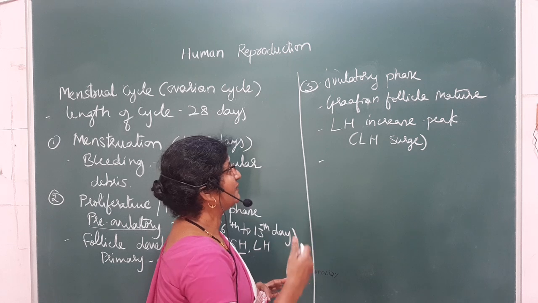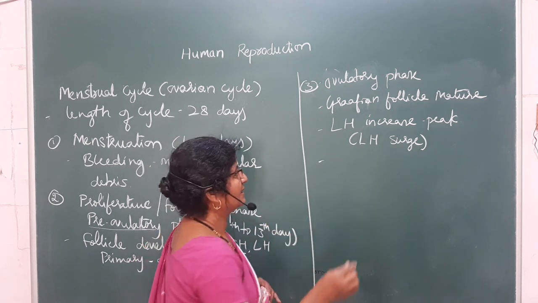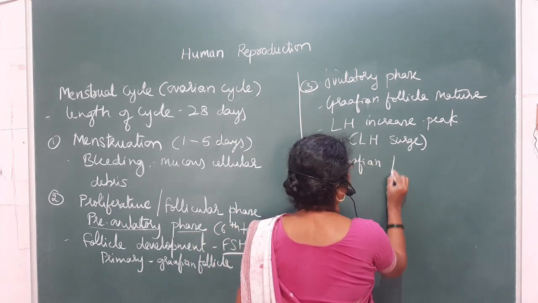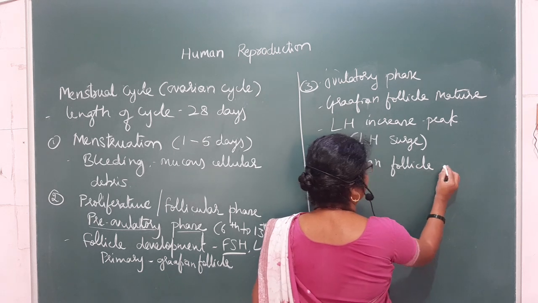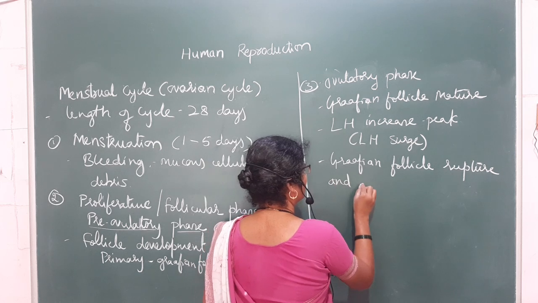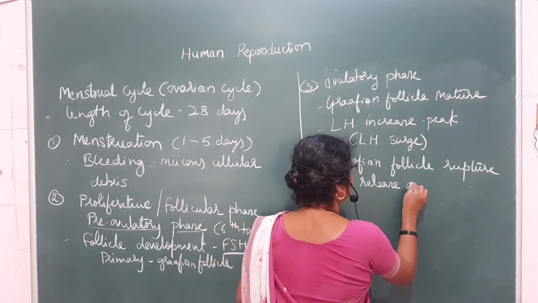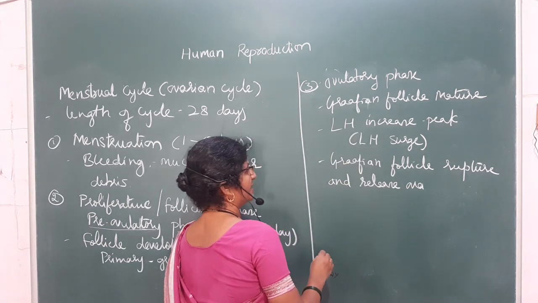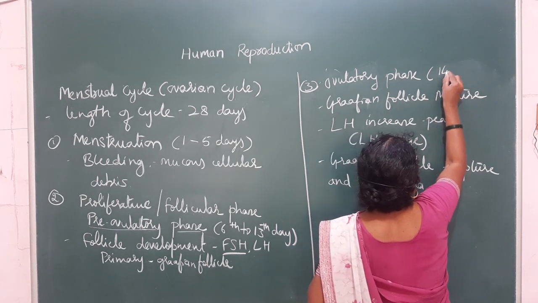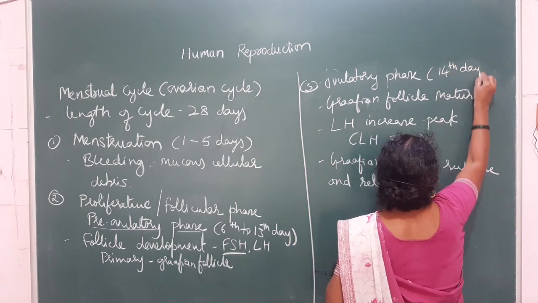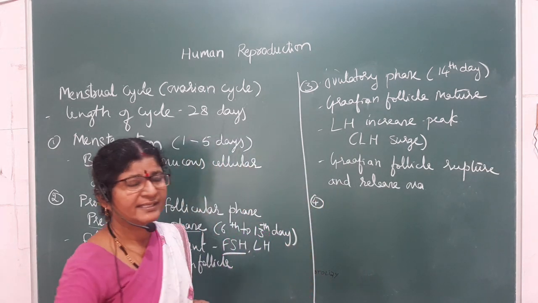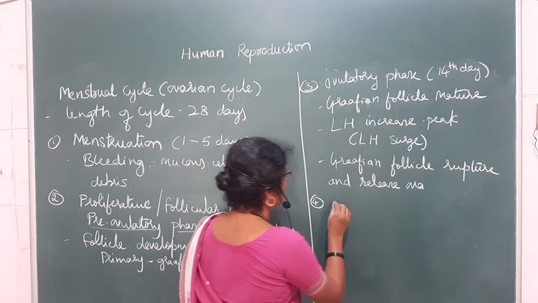That is why this phase is called the ovulatory phase. The Graafian follicle will rupture and release the ova. This is called ovulation. This will take place in the mid-cycle, that is, on the 14th day of the cycle. That is about the ovulatory phase. And the fourth one is called the secretory phase.